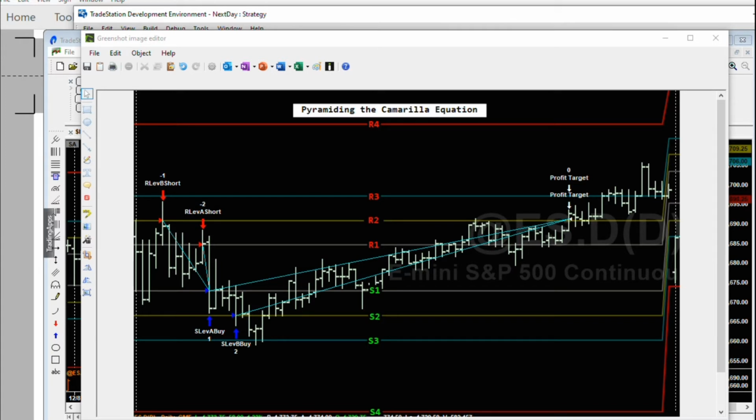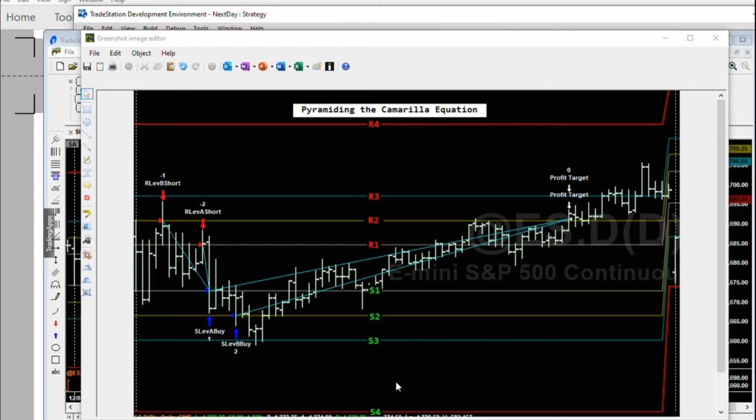But let's get back to this algorithm. This is pyramiding the Camarilla equation. We have, based off the formula, resistance 4, resistance 3, resistance 2, resistance 1. You have support 1, support 2, support 3, and support 4. Now, according to the Camarilla equation, these numbers are derived from the prior day's activity, and then they are projected on today's activity. As you can tell, they're horizontal straight lines. They don't move with today's action because they're already predefined on the first bar of the trading day.